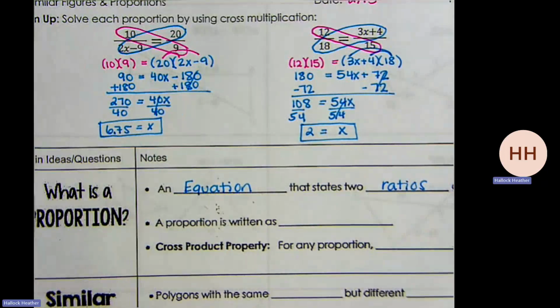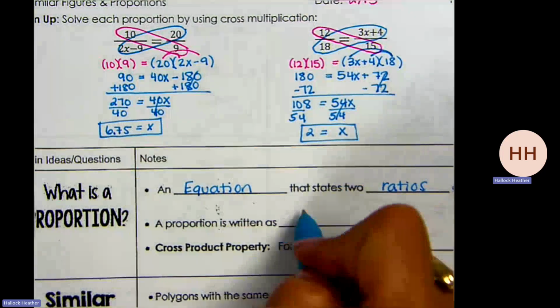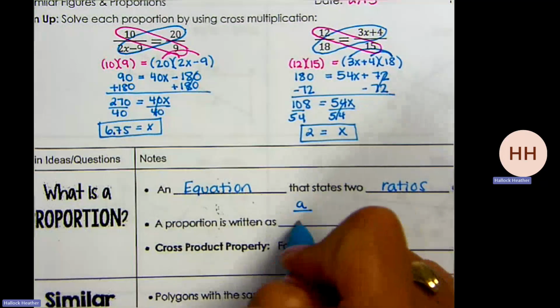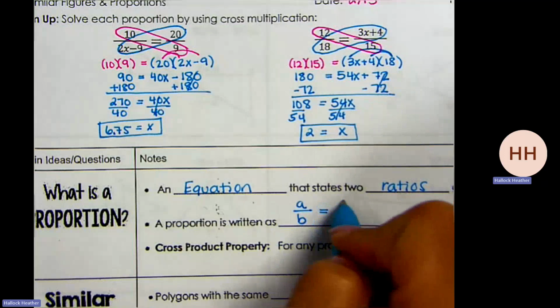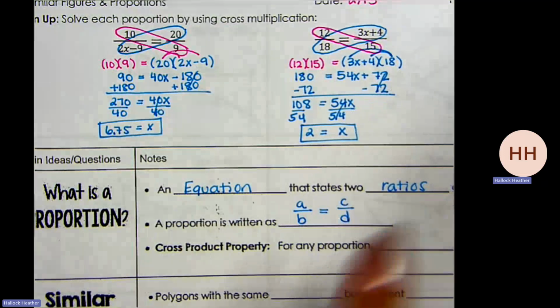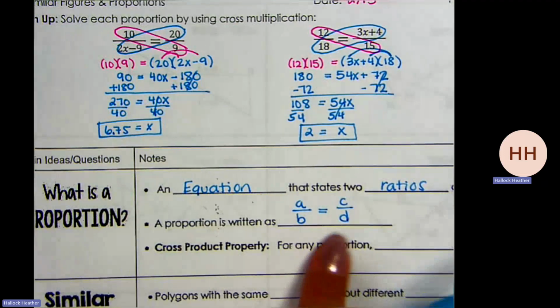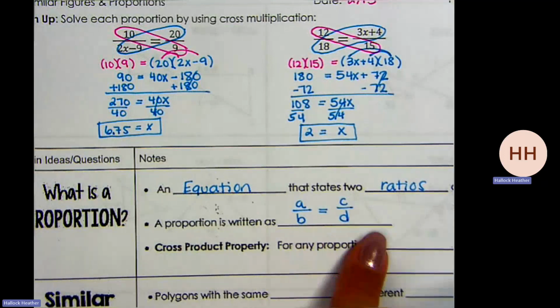A ratio is just a fraction. A proportion is written as a fraction on each side with an equal sign in the middle. So for example, A over B equals C over D. These would just be numbers and variables and whatever. Okay, so that's how it's going to be set up.